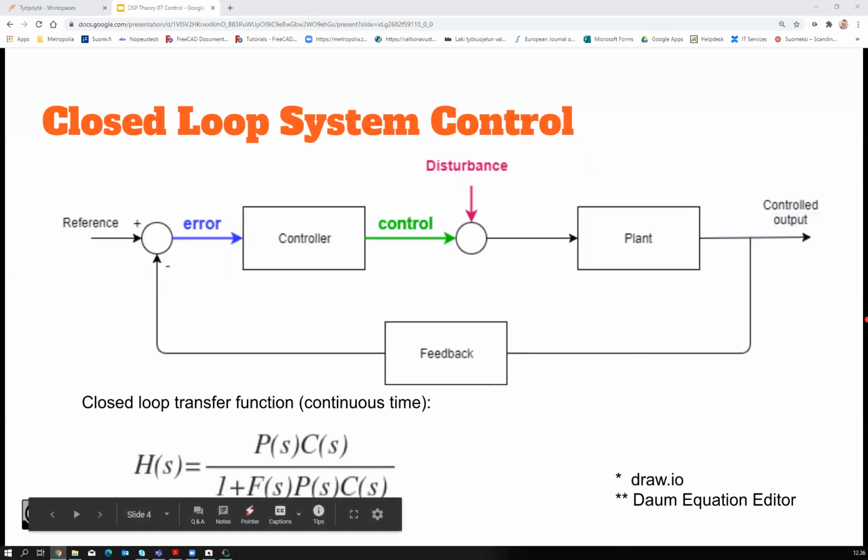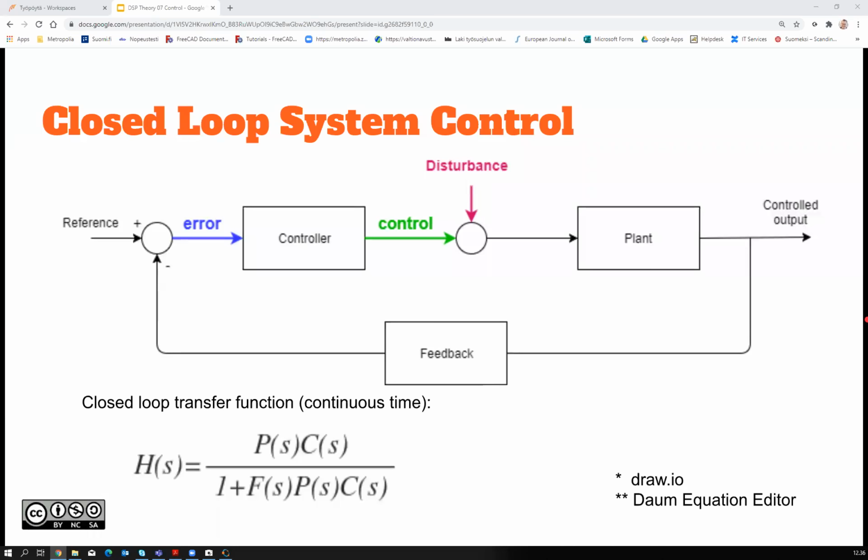Anyways, so now some hints about how to analyze and use the control systems on Octave, the very fundamentals.